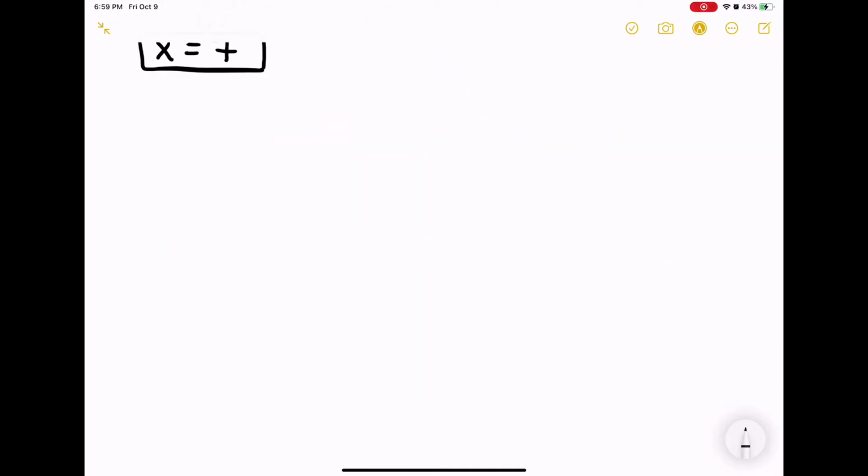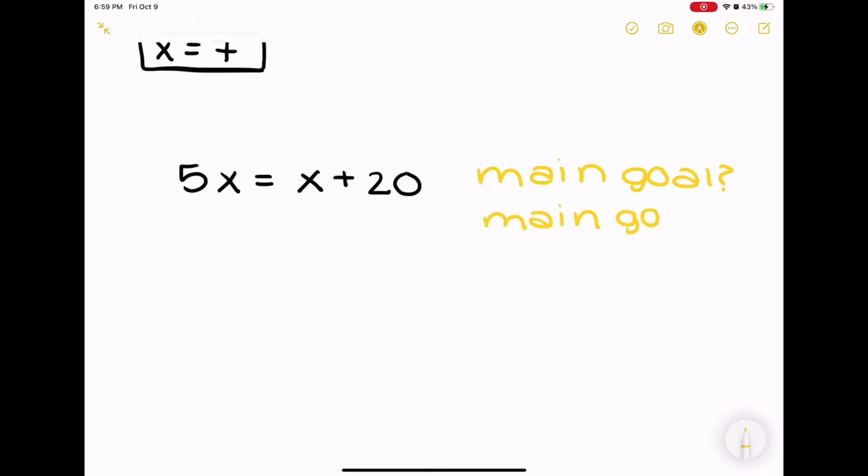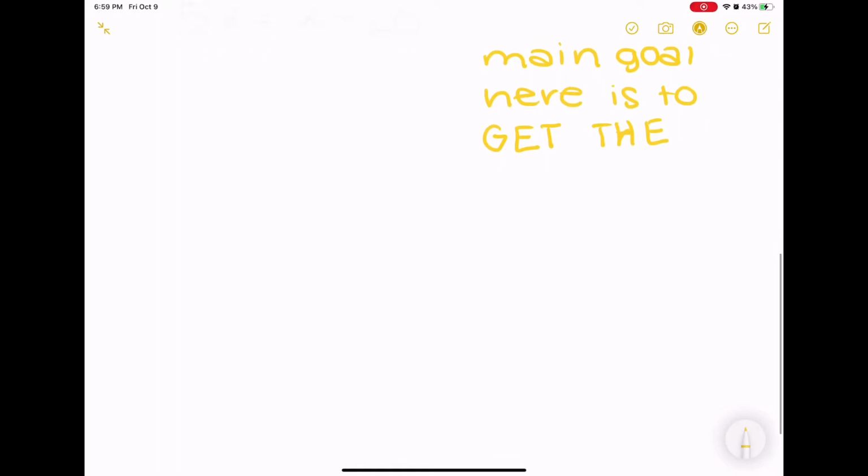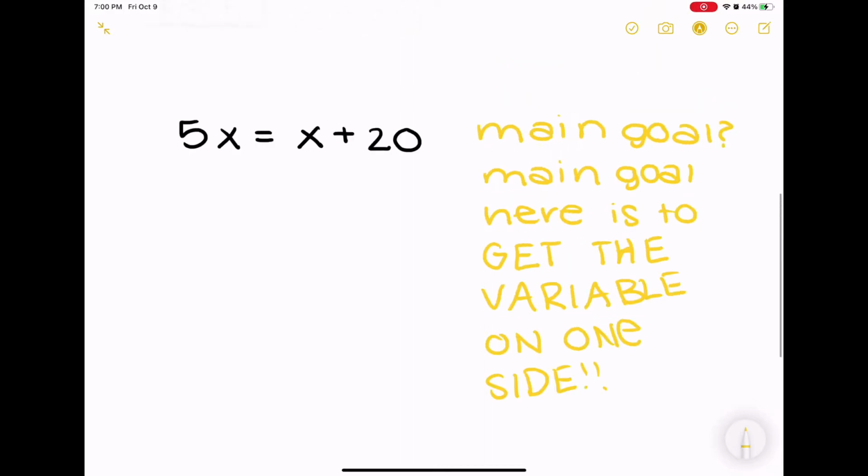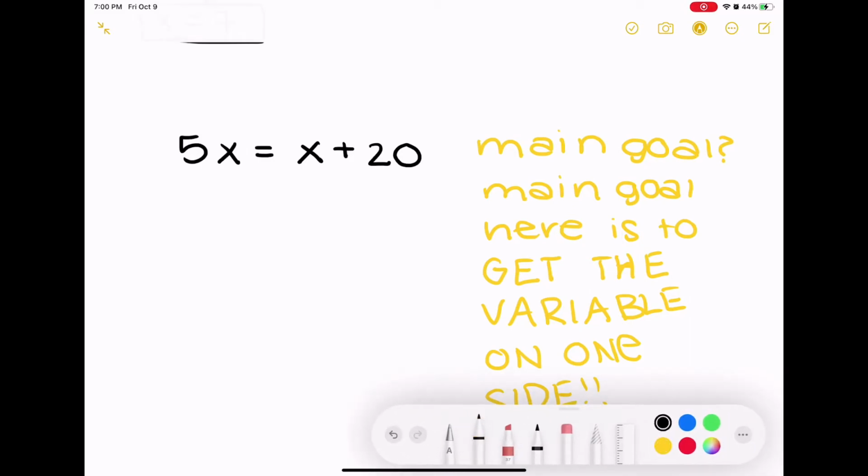Now on to solving equations with variables on both sides. So we're going to go ahead and do this problem: 5x is equal to x plus 20. As you can see, we do have x on both sides. So our main goal for these problems is actually just one extra step. You add that extra step to the main goal for what I said before. The main goal here is to get the variable all on one side, because you can't solve the equation when you have the variables on both sides. It's just not going to work.